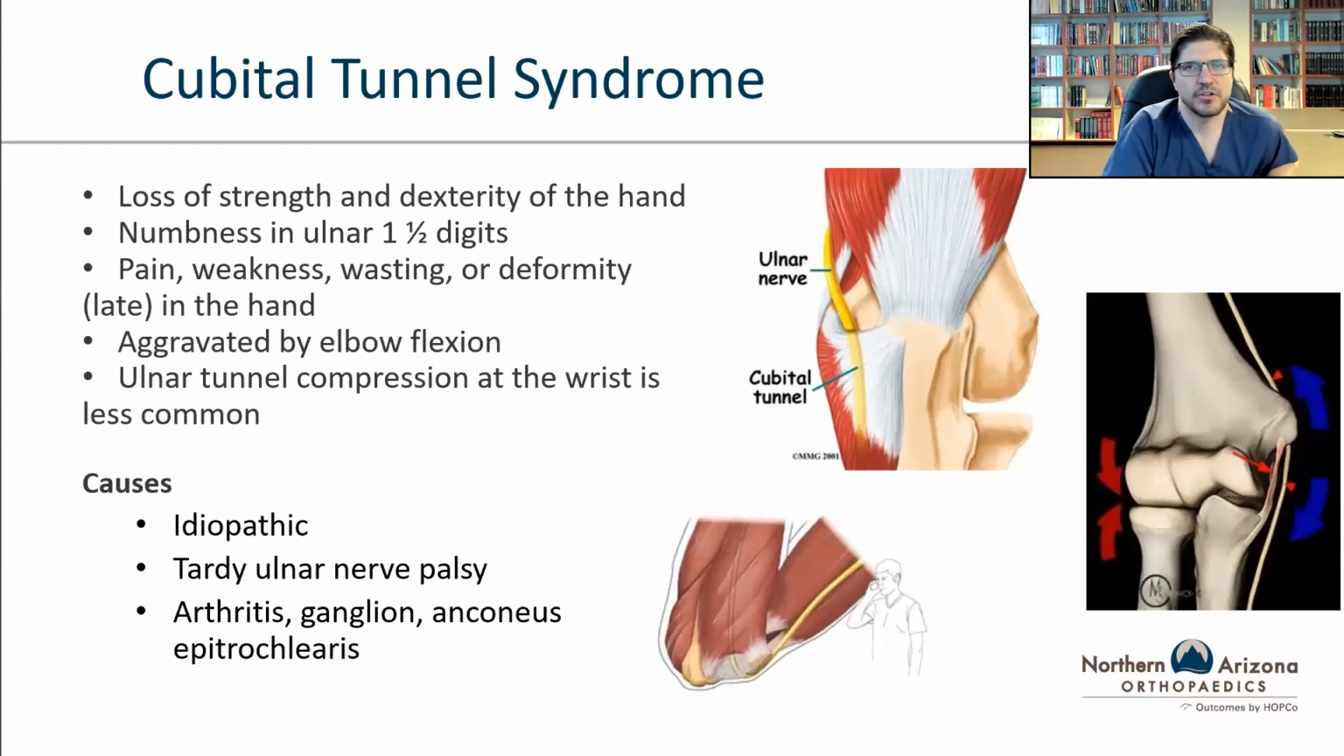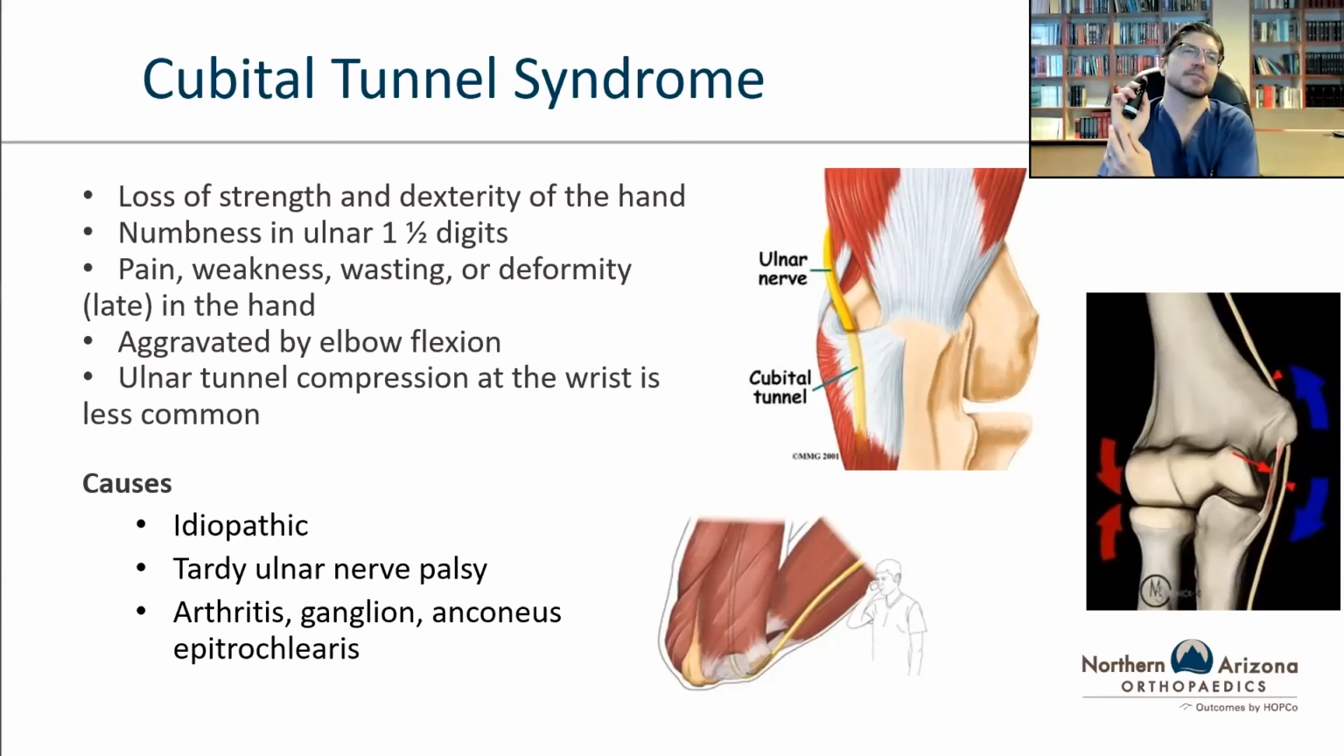For cubital tunnel syndrome, the ulnar nerve is compressed at the elbow. This is often shown with loss of strength and dexterity of the hand, and numbness in the ulnar 1.5 of the digits, the small finger and ring finger. Pain, weakness, and deformity are usual late findings in the hand. These are aggravated by elbow flexion.